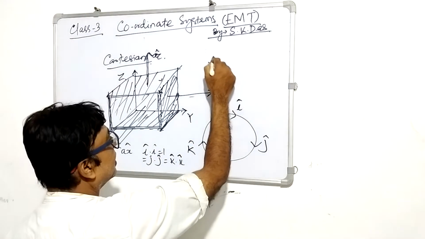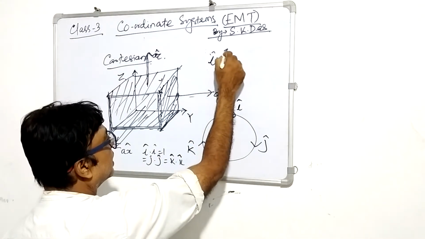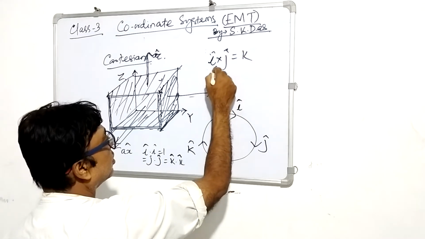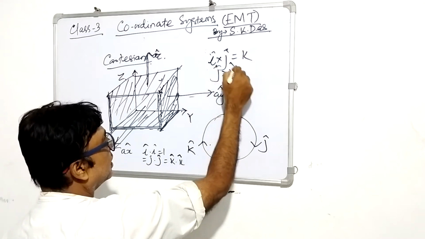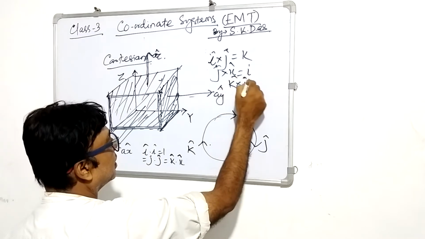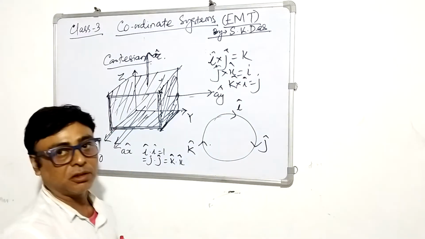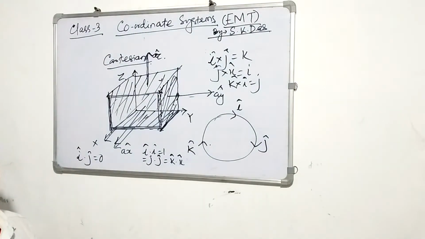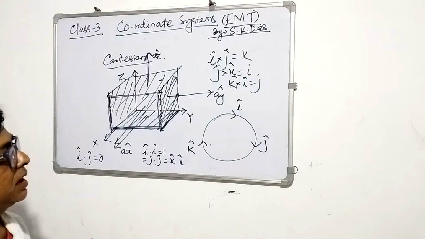Similarly, i cross j is k, j cross k is i, and k cross i is j. If you change the sequence, it will become negative. This we have already discussed in my introductory class.